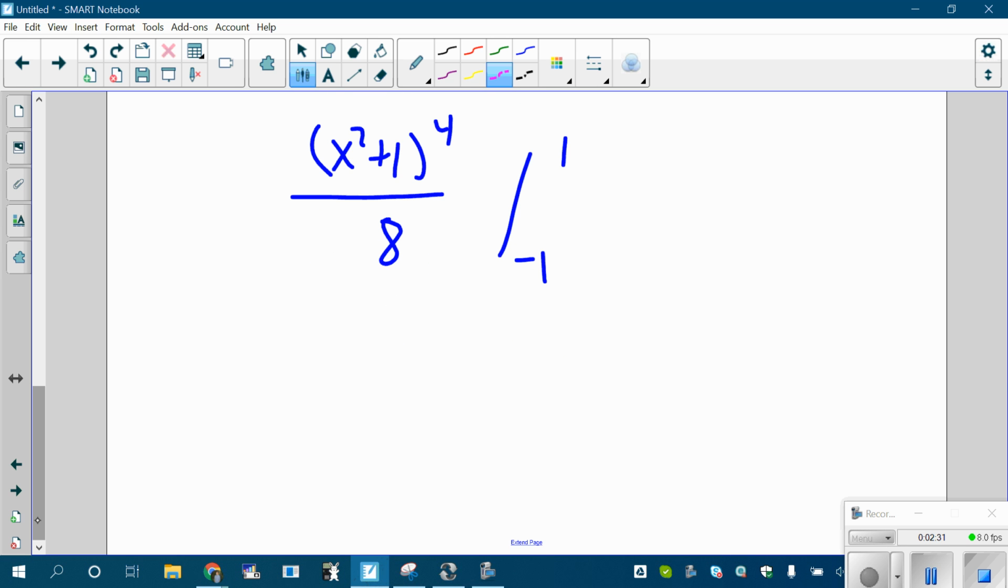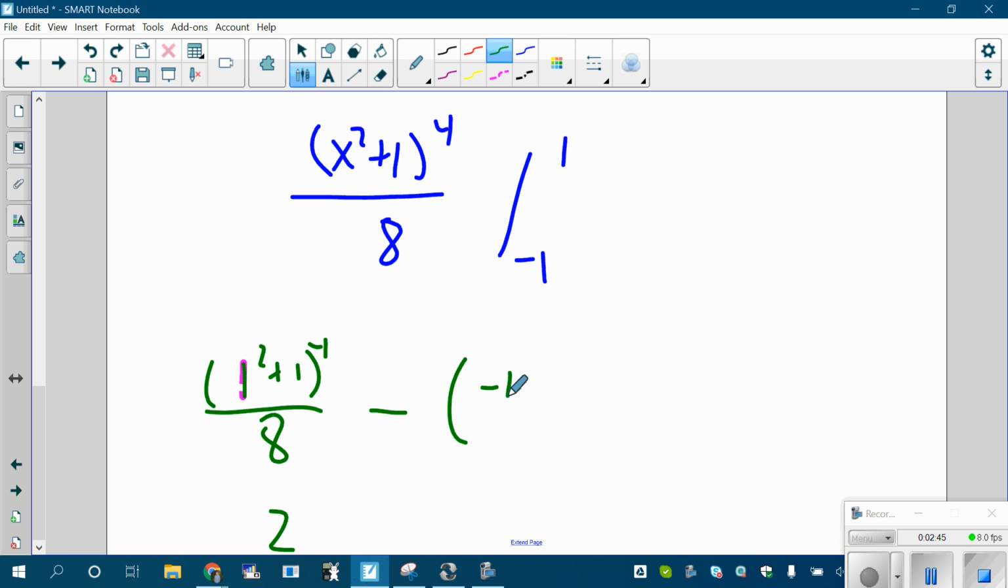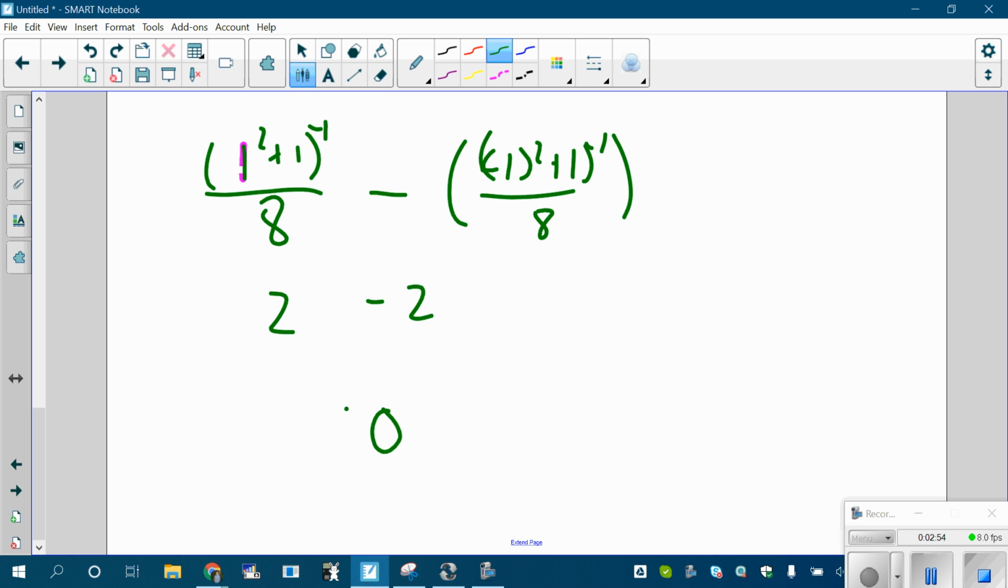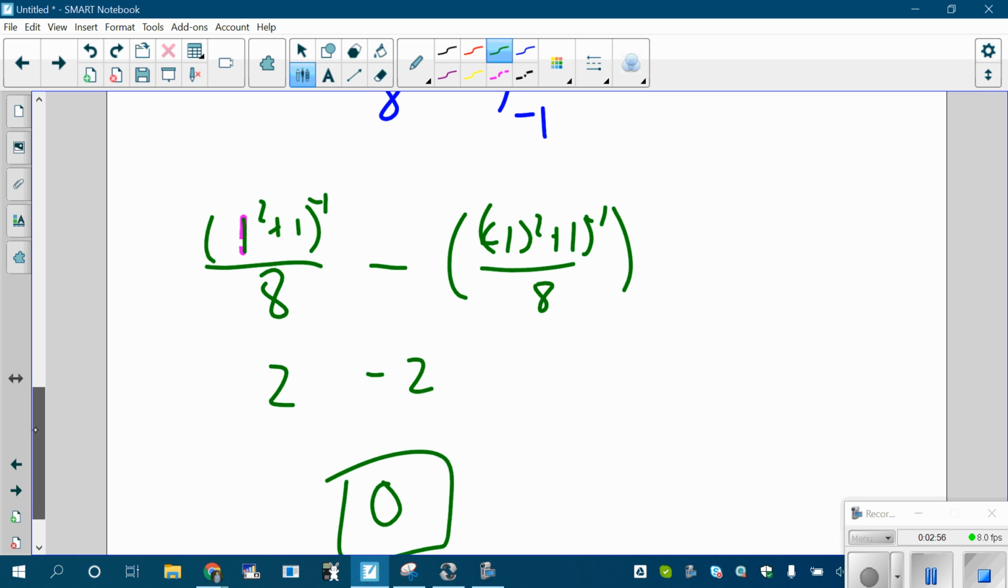So now we're going to sub in the 1, we're going to get out 2 to the 4th, 16. That real quick. 2 to the 4th is 16 divided by 8 is 2. We're going to subtract what we get when you plug in -1, which is going to end up being the same thing. So we're going to get out 0. Okay. That concludes this problem.